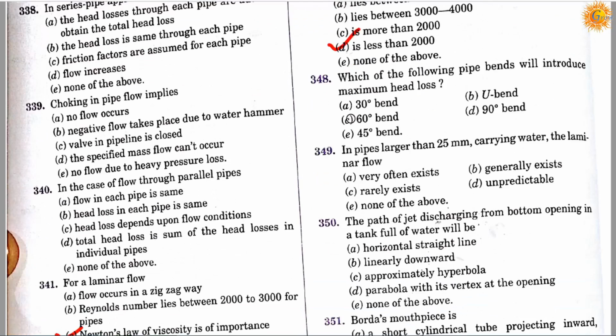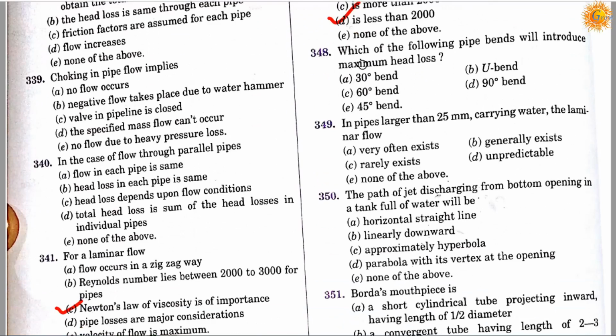Question number 348. Which of the following pipe bends will introduce maximum head loss? Option A is a 30-degree bend, option B is a U bend, option C is a 60-degree bend, option D is a 90-degree bend, and option E is a 45-degree bend. So the correct answer is D. It will be the 90-degree bend.